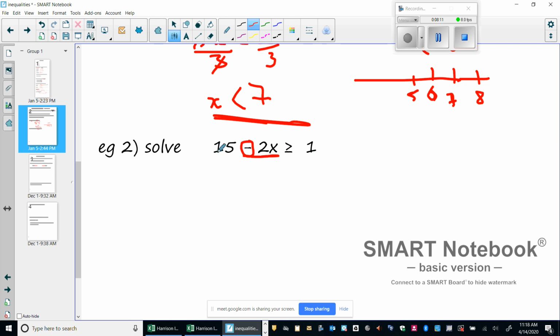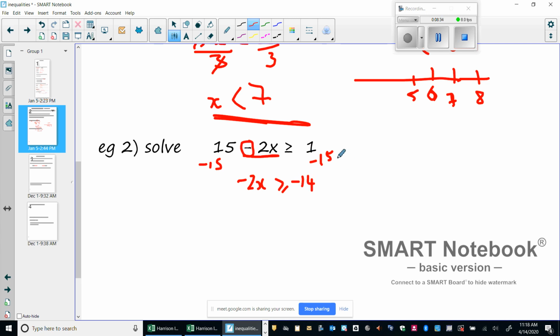Okay, anyway. So 15 minus 2x. Here's the issue: we've got a minus sign here, so we have to be careful. We can subtract 15 from both sides. Lovely. Then we've got to remember that this negative sign belongs to this 2x, so we've got negative 2x. And 1 take away 15 is negative 14.